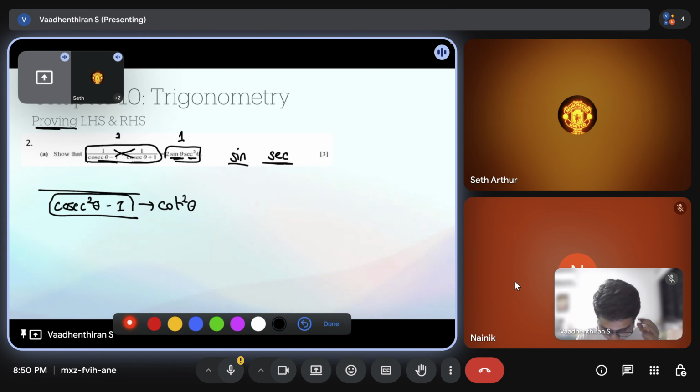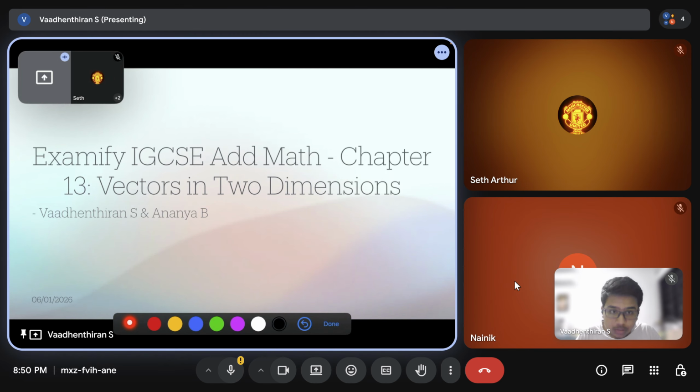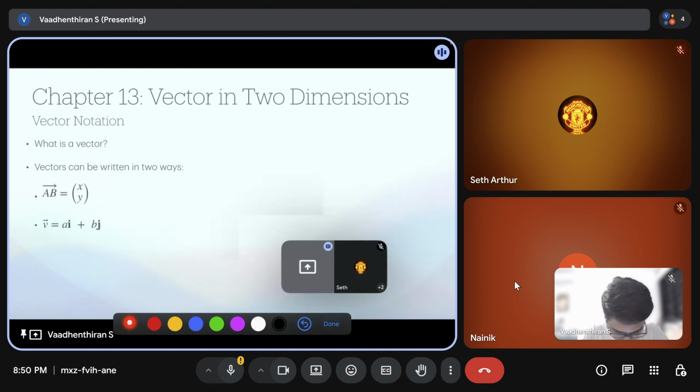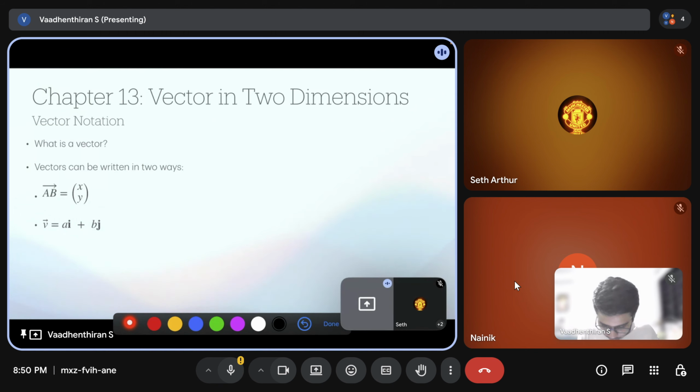Okay, let's just move on to the next topic. So now we'll be doing vectors in 2 dimensions. This topic is easy but a little lengthy, because there are a lot of subtopics in it. First we will be covering vector notation.